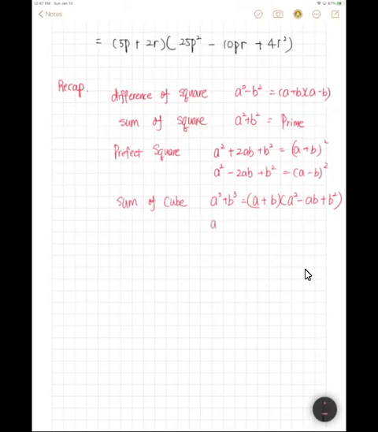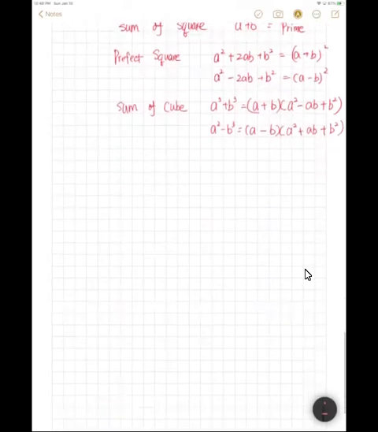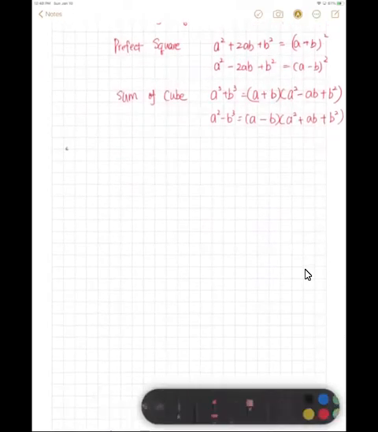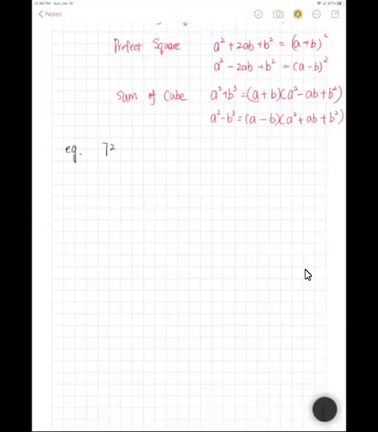Well, we can expand it to subtraction. Again, we use SOAP to fill in the sign: same, opposite, always positive. Okay, so now take a look: 72x squared minus 2.